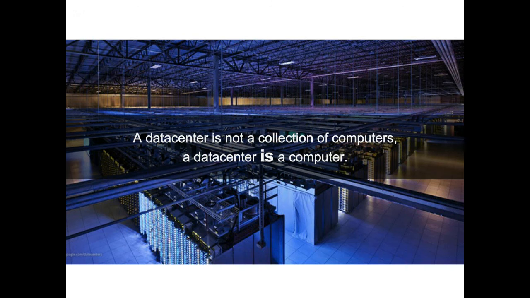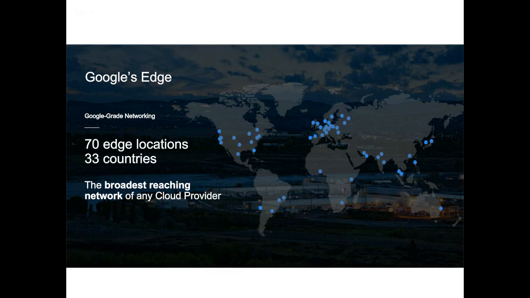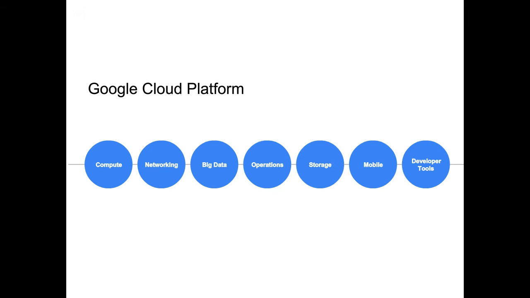So we feel that a data center is not a collection of computers. A data center is a computer, and we're very well known for our technical infrastructure. One of our edges is that we run an incredible distributed technical infrastructure. We have 70 edge locations in 33 countries, and it's the broadest reaching network of any cloud provider. And Google Cloud Platform gives you a pretty comprehensive look into what is important. It's compute, networking, big data, operations, storage, mobile, and developer tools.